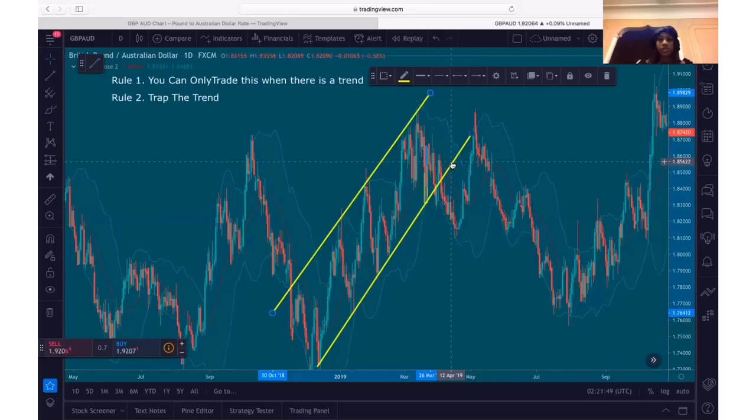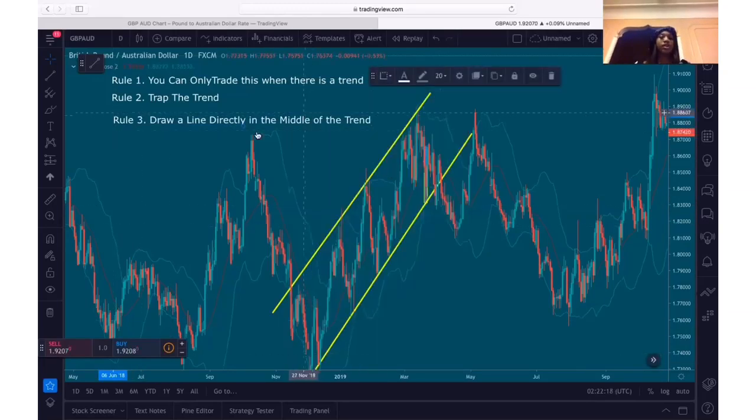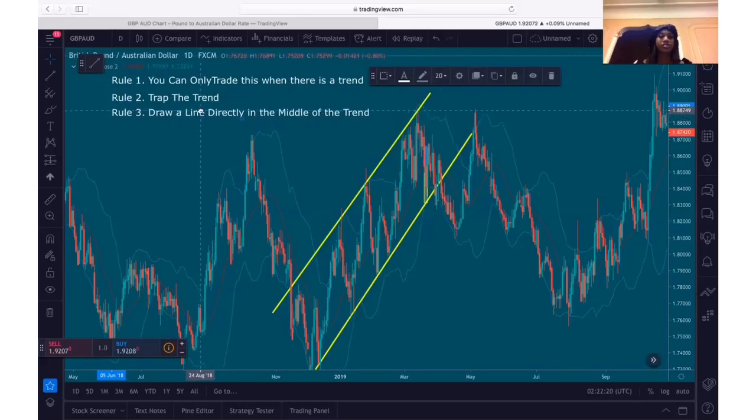After you do that, that was pretty simple. That was pretty straightforward. Now we're going to go into rule number 3, which is make a line directly in the middle of the trend. So let me type that up. Rule 3, draw a line directly in the middle of the trend. I'm not used to typing. I'm used to having a whiteboard. I kind of like that better, but I don't know. But yeah, draw a trend line directly in the middle of the trend.